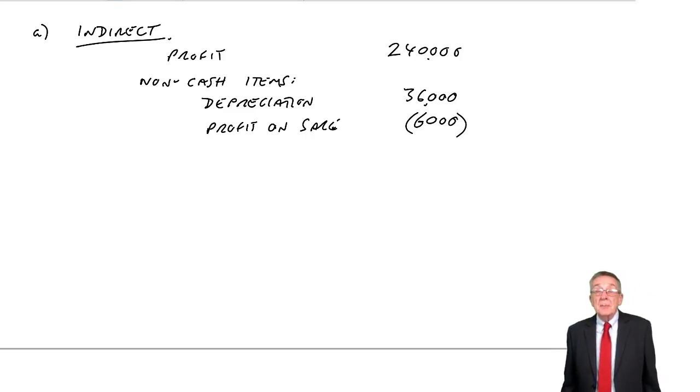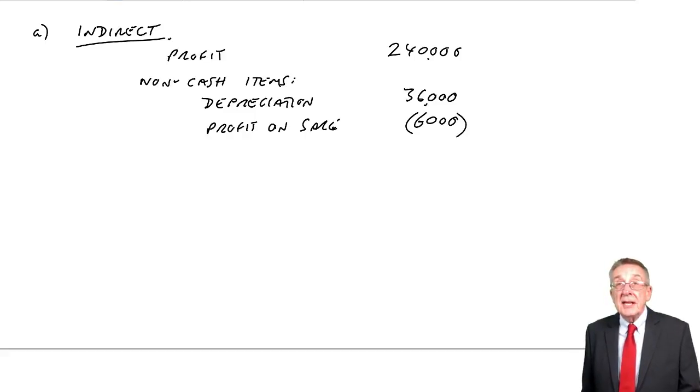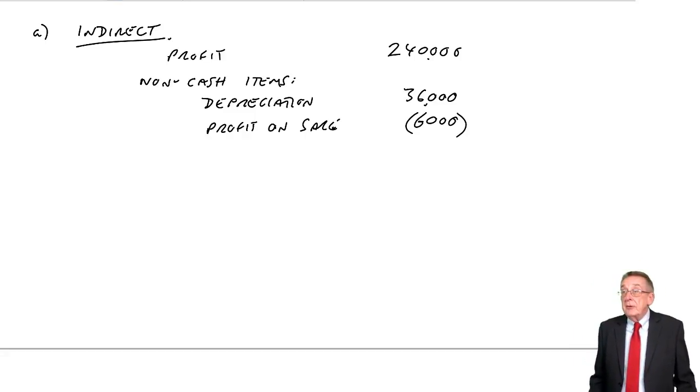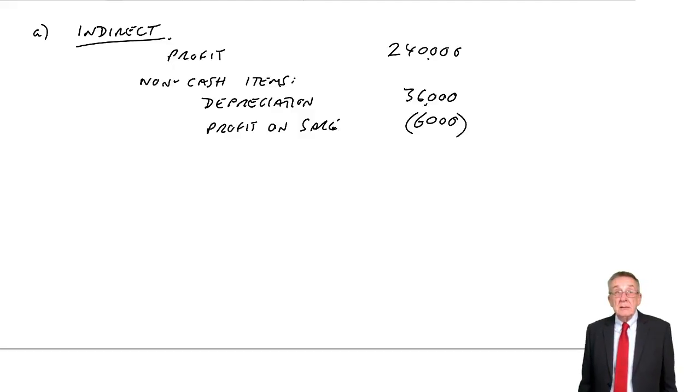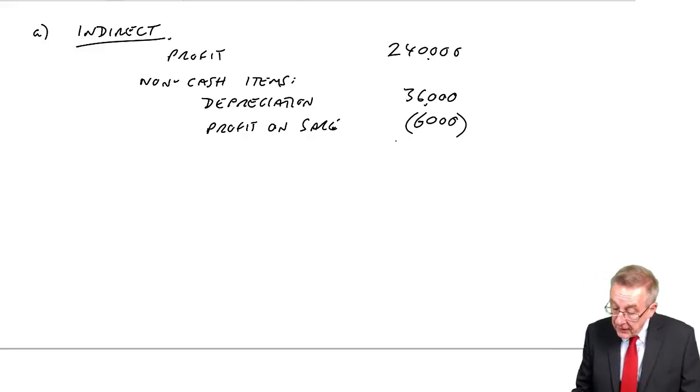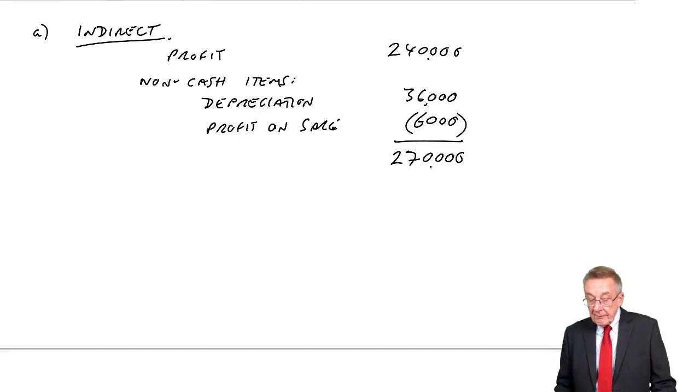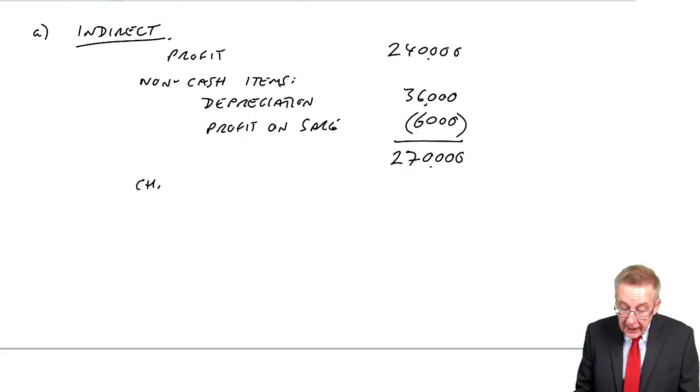Incidentally, some people want to adjust for irrecoverable debts written off. No, because if you've removed an irrecoverable debt, you haven't had the cash, so there's no problem. That brings us to so far 270. But then we have to adjust for the changes in the working capital.